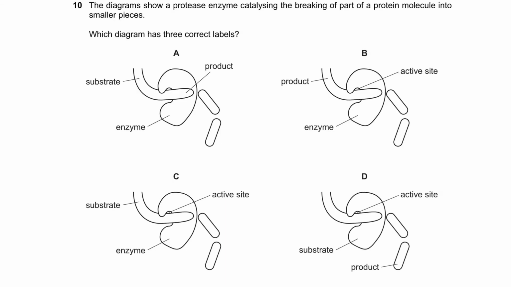Question 10 says the diagram shows a protease enzyme catalyzing the breaking of a part of a protein molecule into smaller pieces. Which diagram has 3 correct labels? This is the enzyme. Yes. This is the substrate, but that's not the product. This is the product. That's not the product, it's the substrate, so B is wrong. C is correct because all three labels are correct, and D is wrong because that's not the substrate, it's the enzyme.